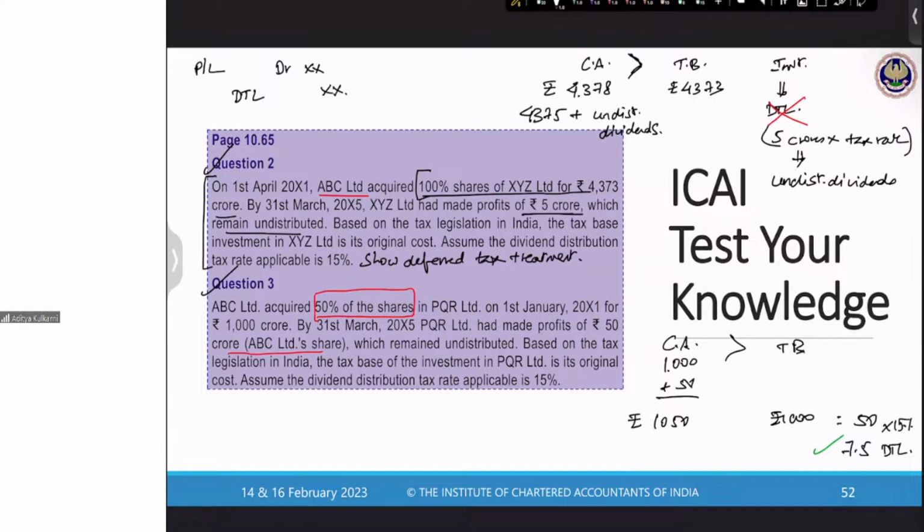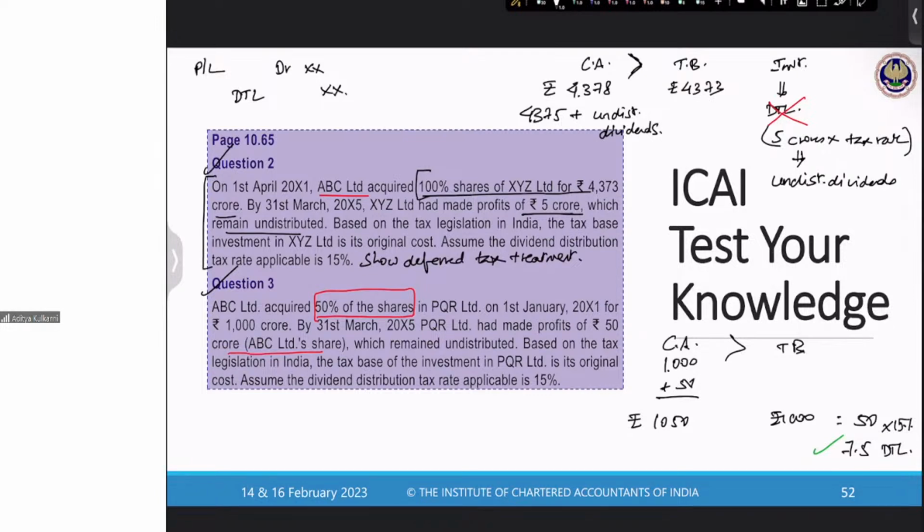But in this case, is it possible that this 5 crores never converges? Yes, it is possible. When is it possible? When ABC decides that these undistributed dividends of XYZ we will never distribute. Is ABC in a position to do so?